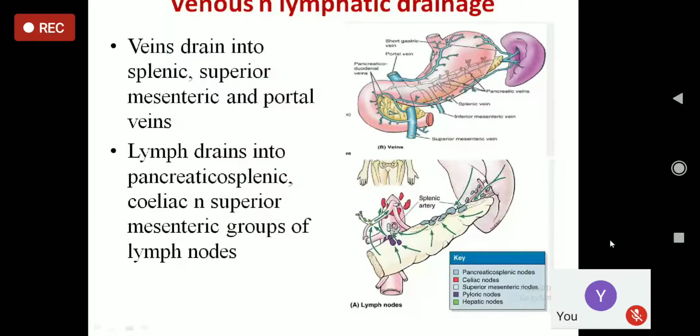And talking about the venous and the lymphatic drainage. Here we can see the venous drainage and the lymphatic drainage. The veins drain into the splenic and superior mesenteric vein, and ultimately into the portal vein. As we discussed before, the superior mesenteric vein and the splenic vein unite just behind the neck of the pancreas to form the portal vein. Ultimately the venous drainage is towards the portal vein, and the lymphatic drainage is into the pancreatico-splenic, celiac and superior mesenteric groups of lymph nodes.